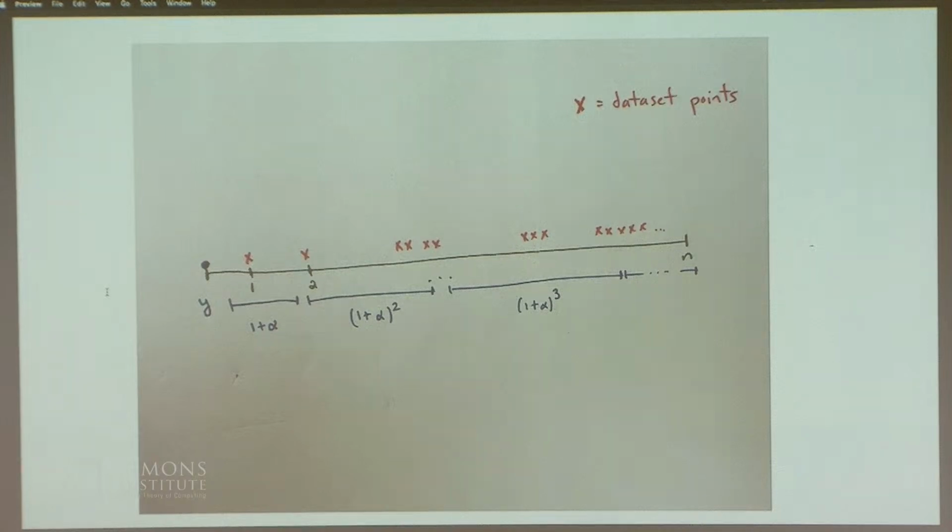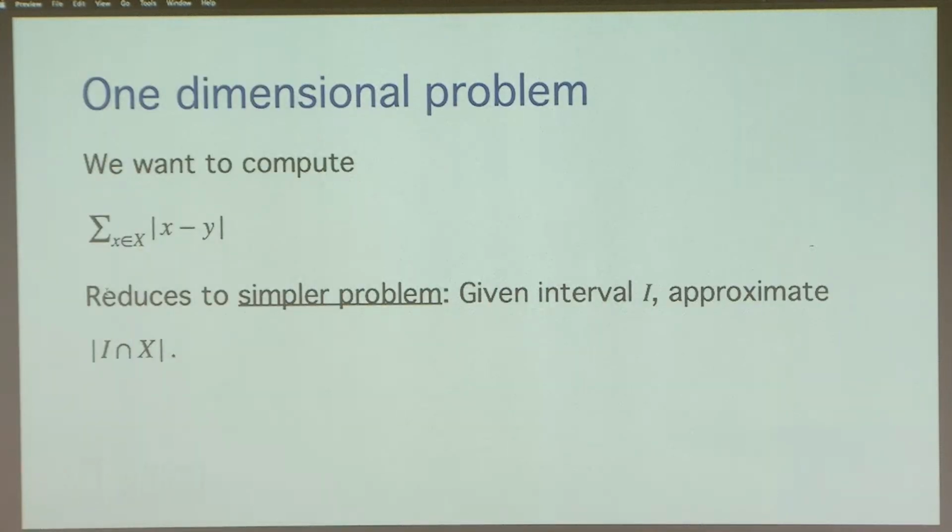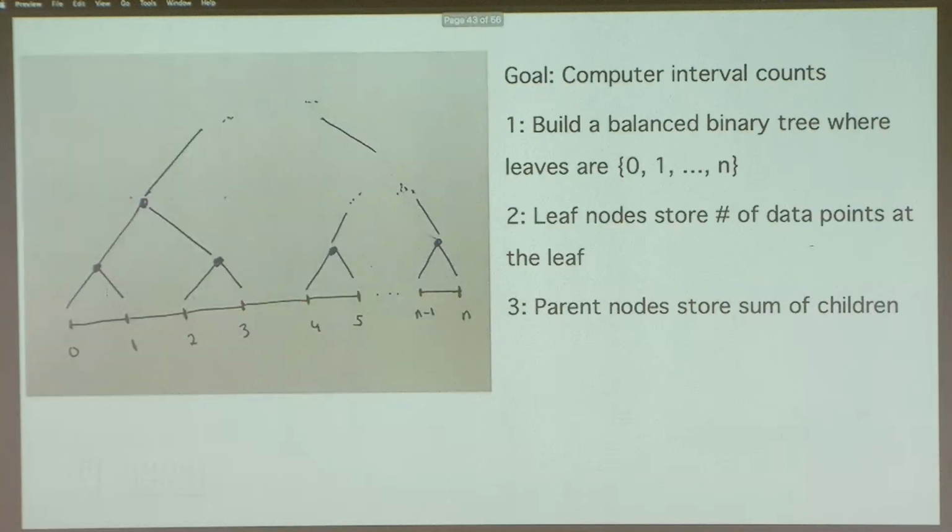Okay. So it actually reduces to a further simpler problem: given an interval, how many points are in that interval? That's all I need to solve. Okay, so now where's the binary tree? I think we've seen binary trees in at least 4 talks today, if I'm correct. But okay, here's another one.